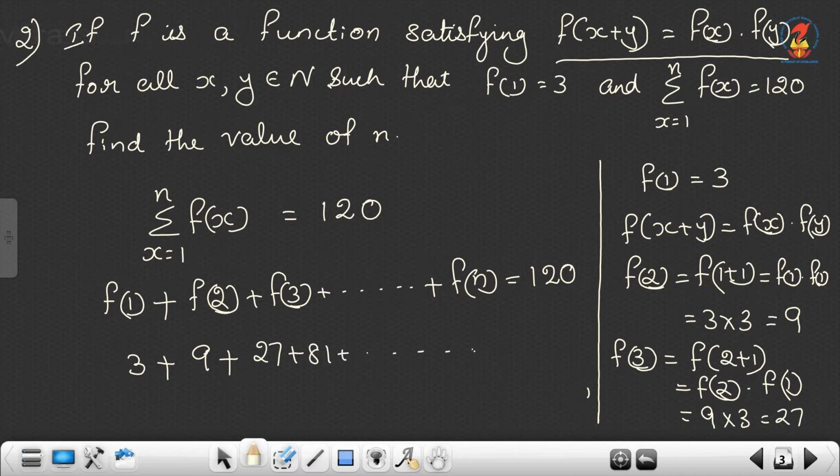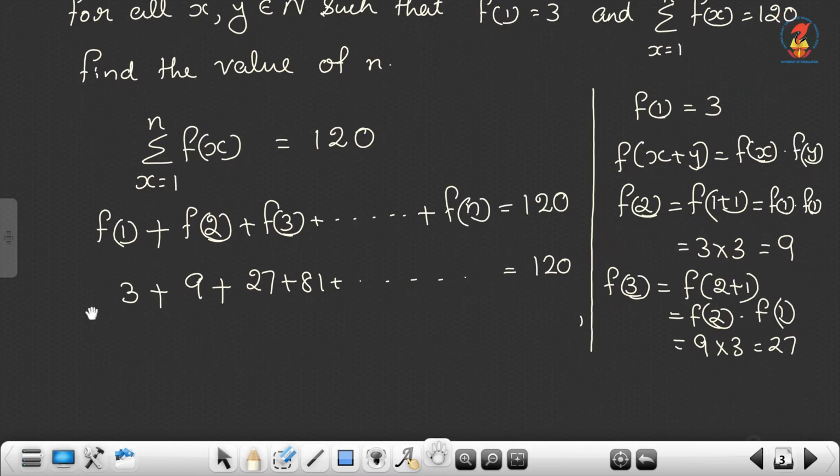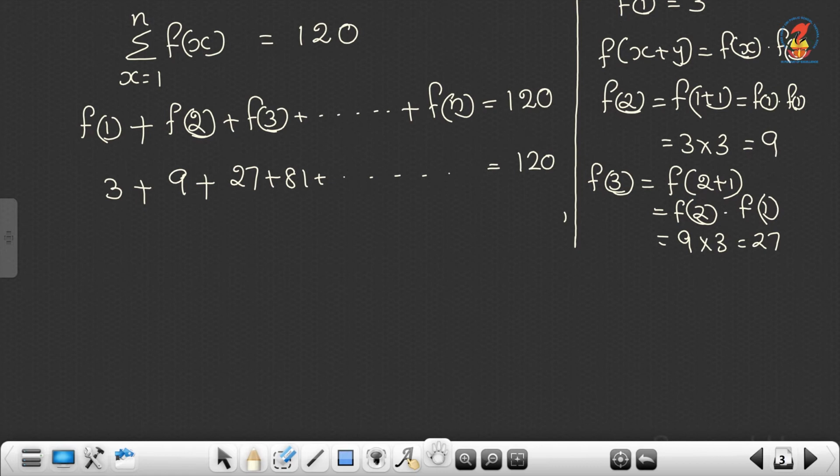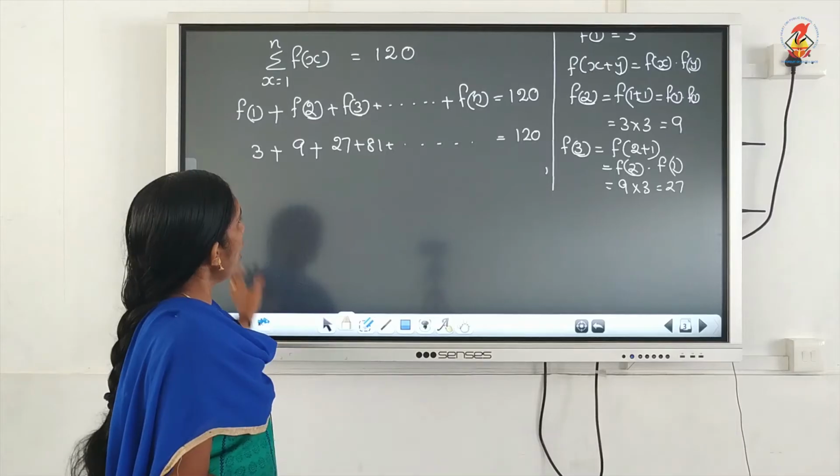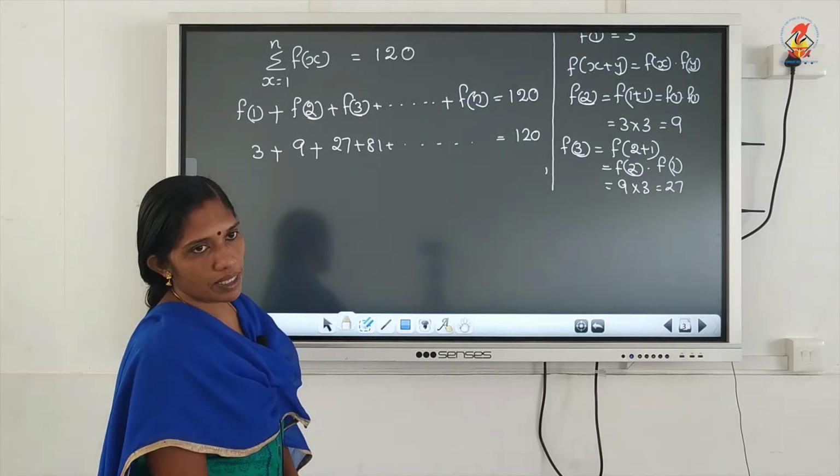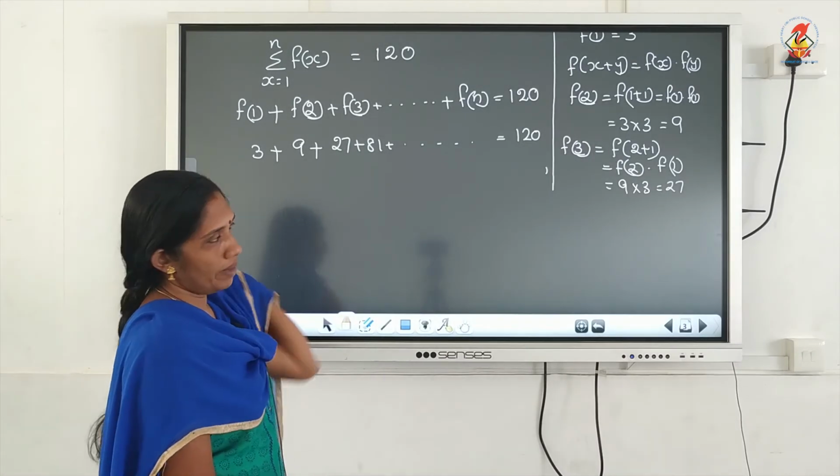Plus and so on is given as 120. Is it a GP? 3 into 3 is 9. 9 into 3 is 27. 27 into 3 is 81. Like that. So, how many terms? N terms. Its sum is given as 120.